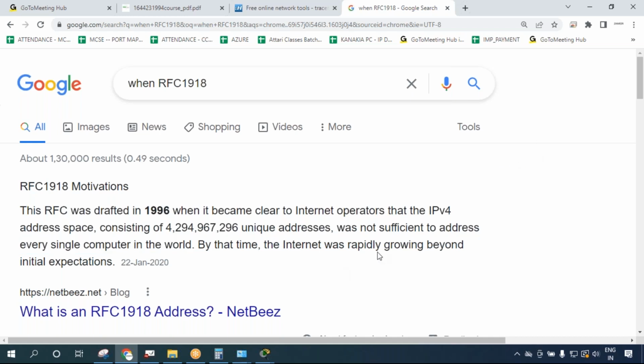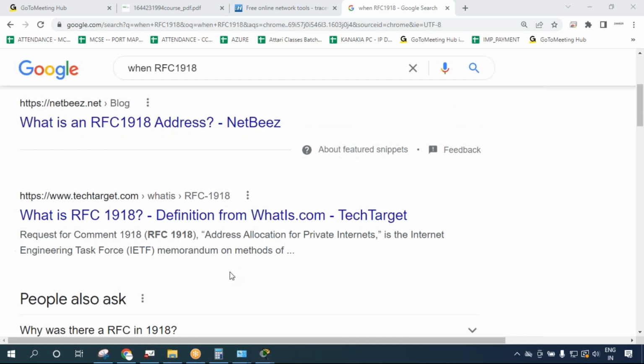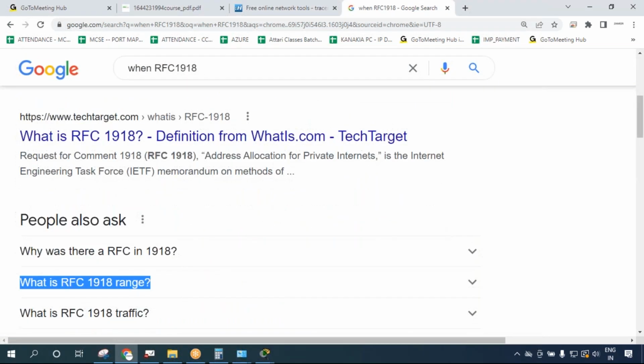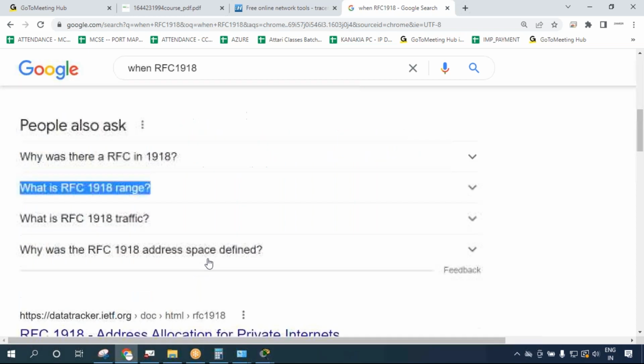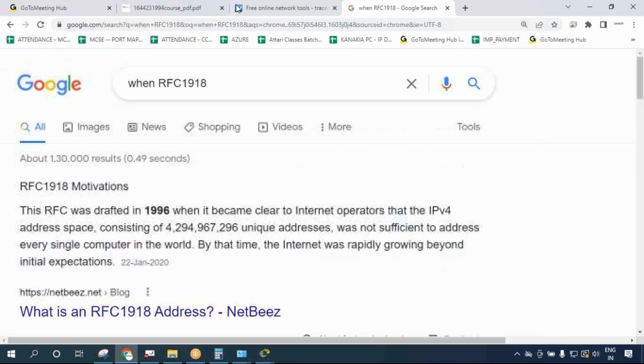Getting the point? Because at that point it became clear that the IP address range that we have is not sufficient to give an IP to the entire world, every single computer in the world. So they floated RFC 1918. In that they declared that this is the private address range. You can give IPs of 10, 192.168, 172.16 up to 172.31 without taking approval from IANA. Anyone can use it internally. Then the private and public IP concept came, and then NAT also came into the picture.